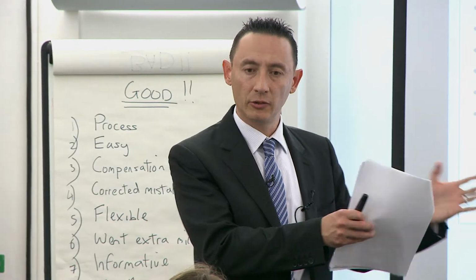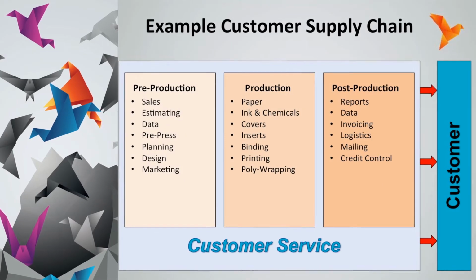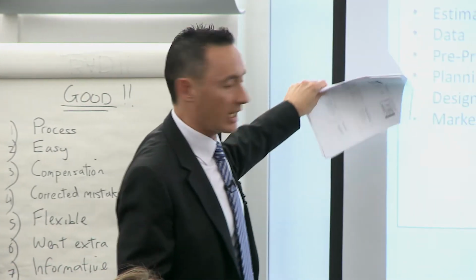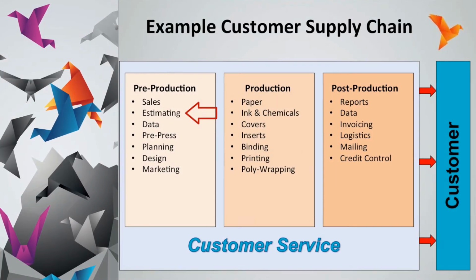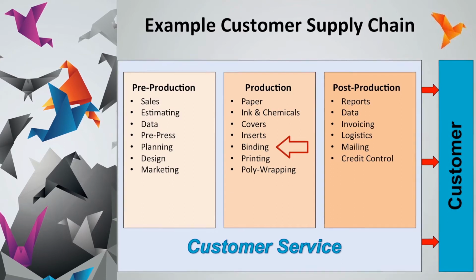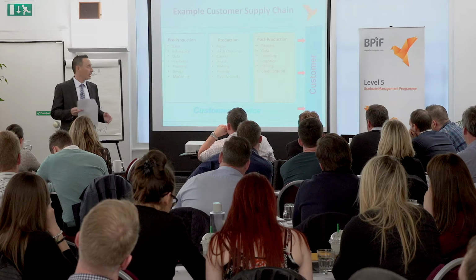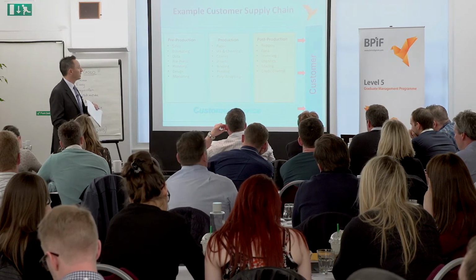So in pre-production, in order for your customer to get your final product, these are the different departments that may be involved, and that's called your customer supply chain. So any one of these aspects, you might decide, okay, we need to improve our estimating, or we need to improve our pre-press, or we need to improve our bindery, or credit control. By actually coming up with your own customer supply chain for your individual business, you'll be answering the assignment.